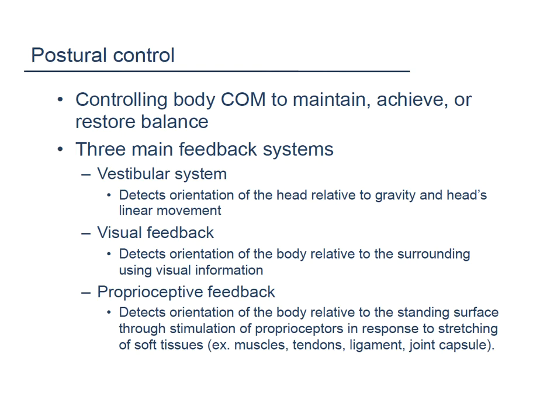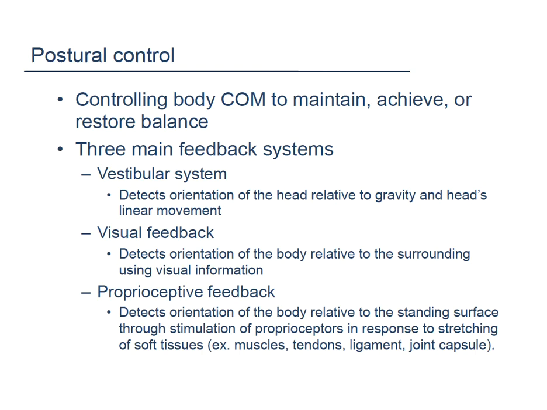Postural control refers to our ability to control body center of mass in order to maintain, achieve, and restore balance. Our body uses three feedback systems in order to control our posture. The first system is the vestibular system. The vestibular system is located in the inner ear and is responsible for detecting orientation of the head relative to gravity and the head's linear movement. The second system is the visual feedback system. The vision helps us to balance by allowing us to detect orientation of the body relative to the surroundings.